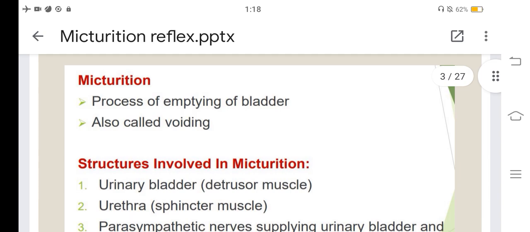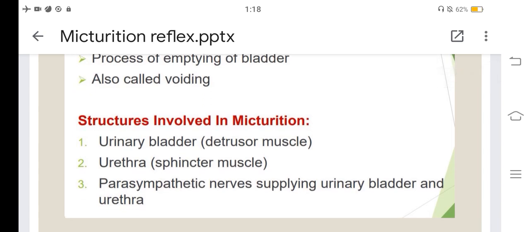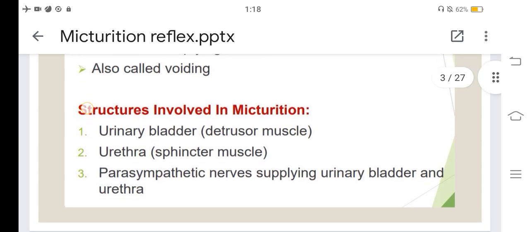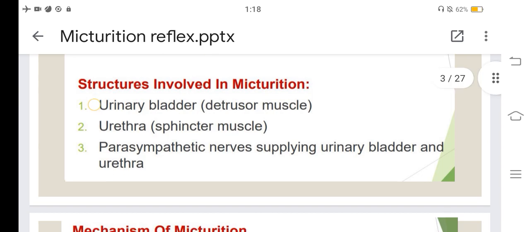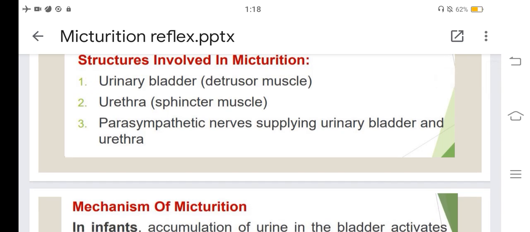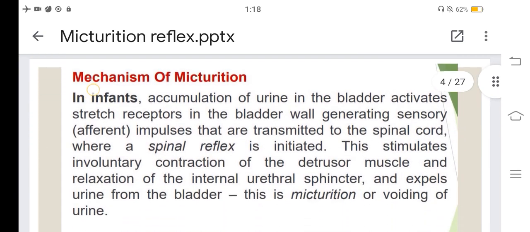What is micturition? Micturition is the process of emptying of the bladder, also called voiding. We know that. Then the structures involved in micturition: the urinary bladder, which includes the detrusor muscles associated with it, then the urethra or sphincter muscle. Then parasympathetic nerves supply the urinary bladder and urethra. Then what is the mechanism of micturition?